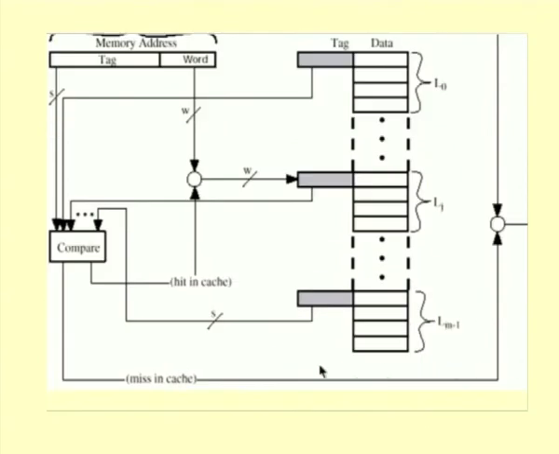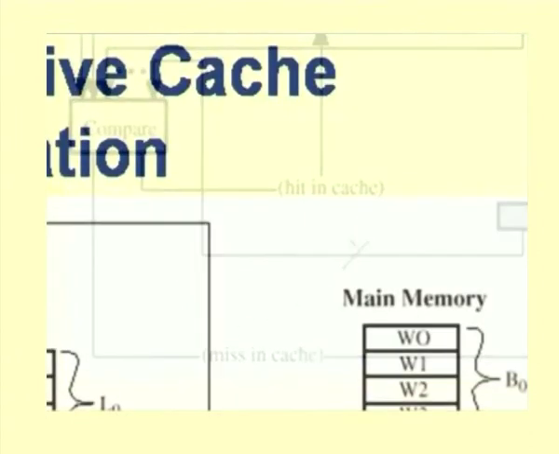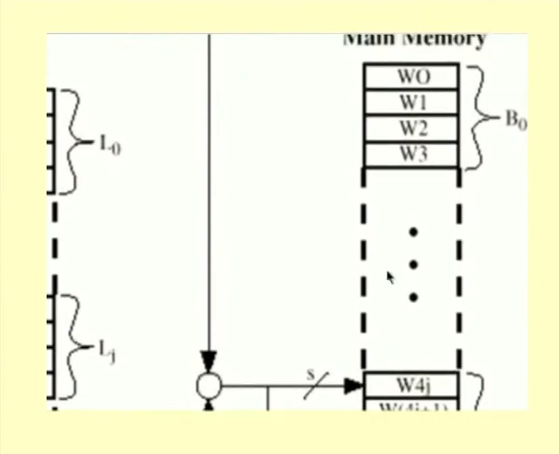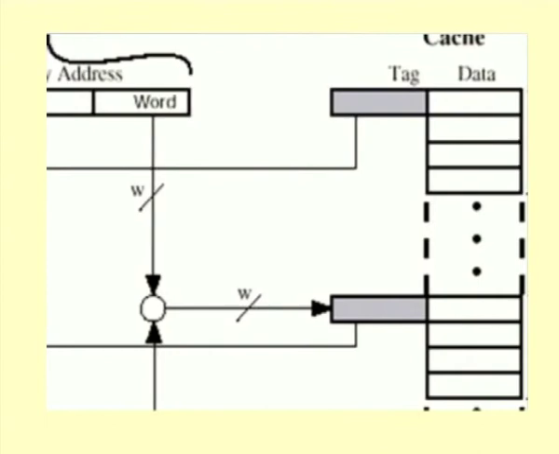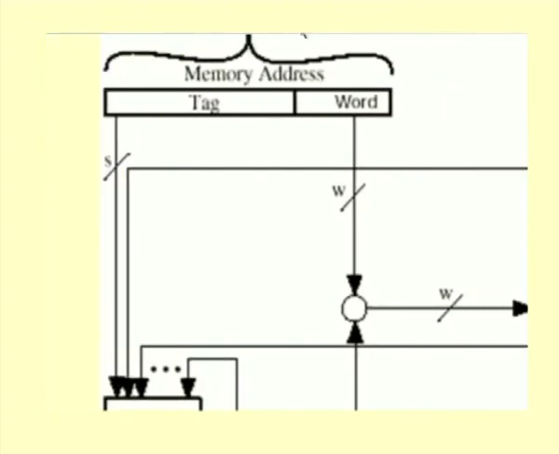If it is not there, then we get a miss in the cache, and if you have a miss, then we need to go and get it from the main memory. Main memory will be accessed if there is a miss in the cache. What is important to note here is how this comparison is done and how the memory address is divided into the tag and the word.